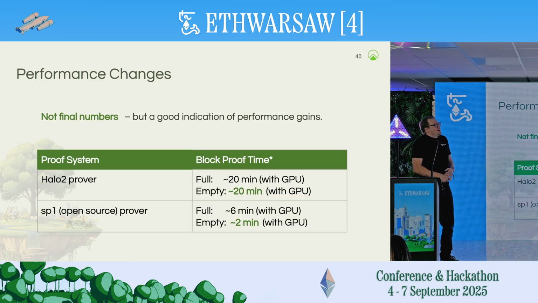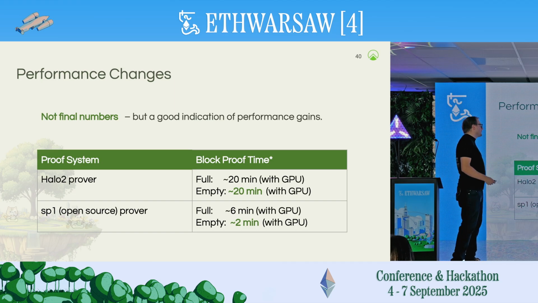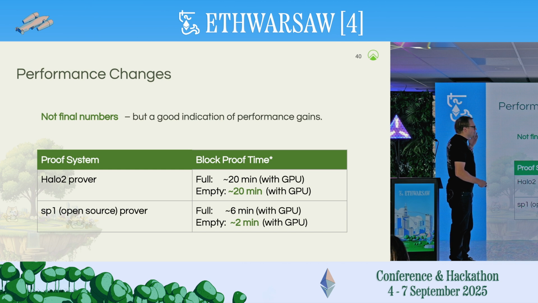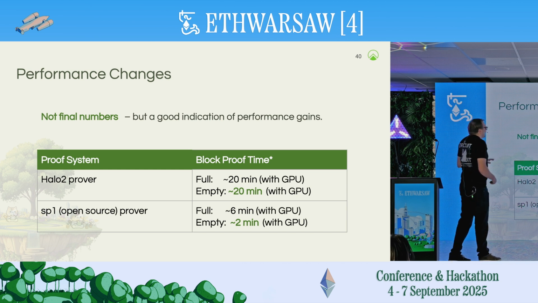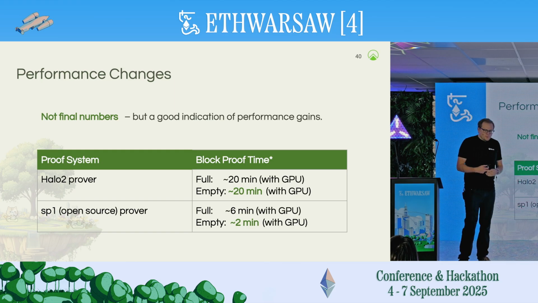As a takeaway, I want to talk a little bit about the performance. These numbers are not 100% accurate, but they're a really good indication of why we're also excited to do this, even if developer time wasn't my main concern. And that is about a 10x speed up if we have GPUs. These numbers are not necessarily the best we could do, but with the Halo 2 prover, we were getting around 20 minutes with or without GPUs.